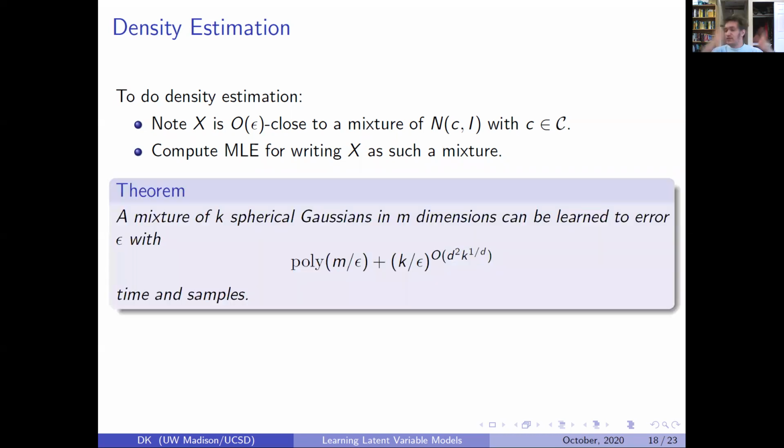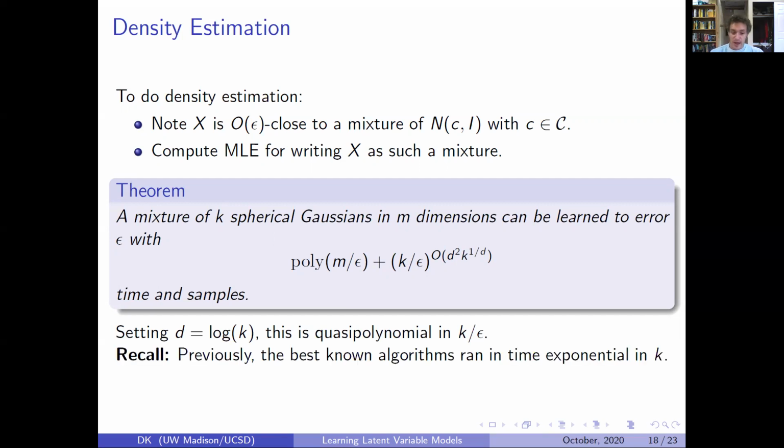And the upshot is we have an algorithm. It's polynomial in this cover size. If you have a mixture of k spherical Gaussians in m dimensions, you can learn it to error epsilon. You need poly m over epsilon samples to reduce to k dimensions, and then you need k over epsilon to the O of d squared time for the d remaining. Note that if d is equal to log k, this is quasi-polynomial in k over epsilon. And this is substantially better because previously the best known algorithms ran in time exponential in k.